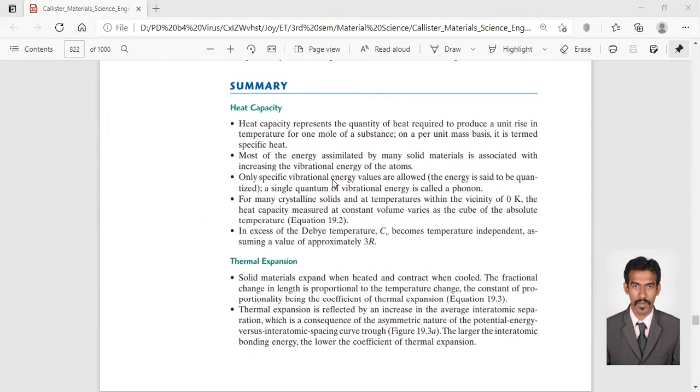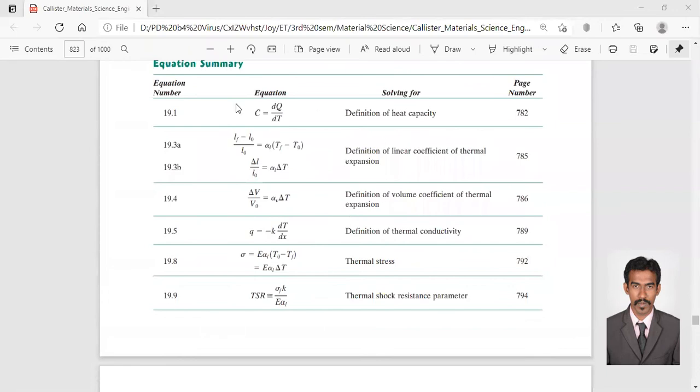For the summary, here the equations are given. This is for heat capacity, C is equal to dq by dT. Here is the thermal expansion equation, the linear coefficient of thermal expansion. Then this is for volume expansion, the volume coefficient of thermal expansion. Then I have thermal conductivity, then thermal stress.